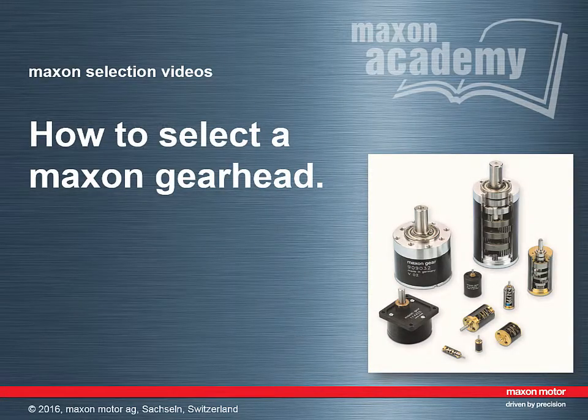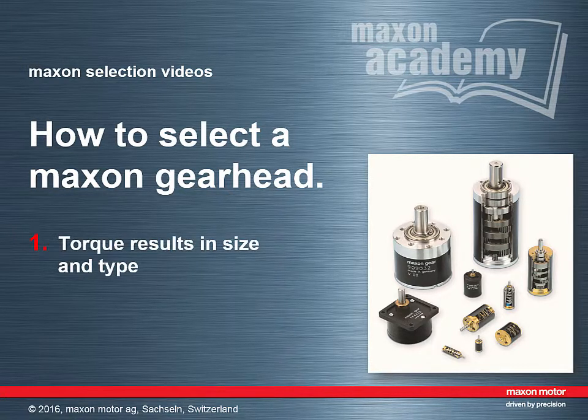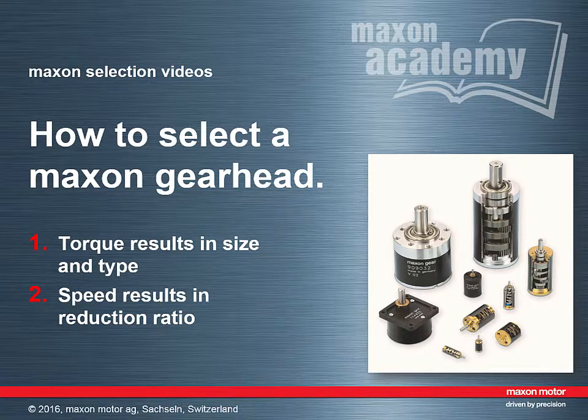That's it. A short introduction to gearhead selection. In summary, first select the gearhead size and type according to the torque requirements of your application. The matching reduction ratio is found by looking at the load speed and maximum gearhead input speed. Good luck!